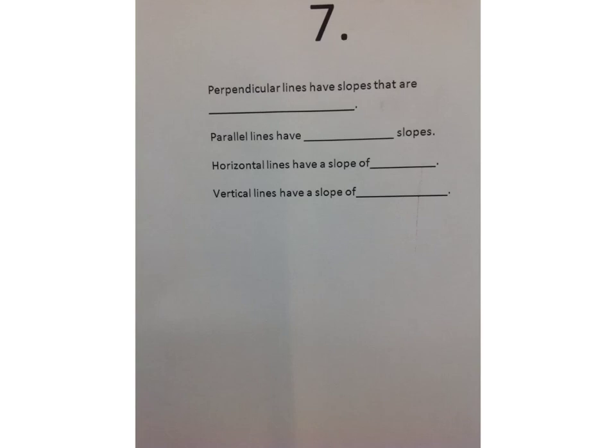Perpendicular lines have slopes that are, we talked about this a minute ago, opposite reciprocals. Parallel lines have the same slope. Horizontal lines have a slope of 0. And vertical lines have an undefined slope.